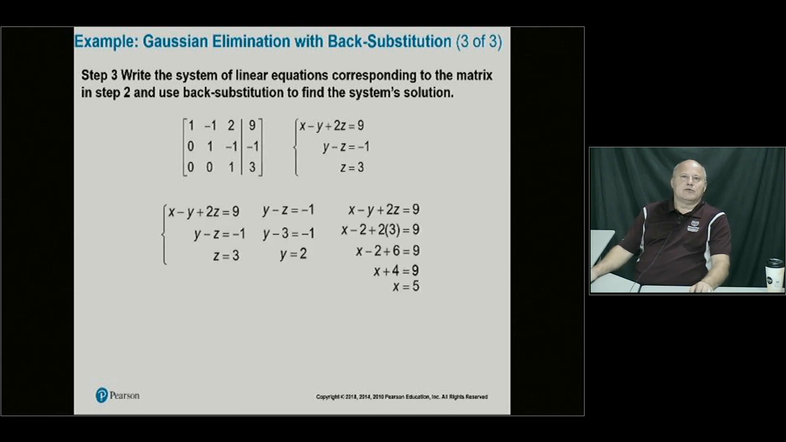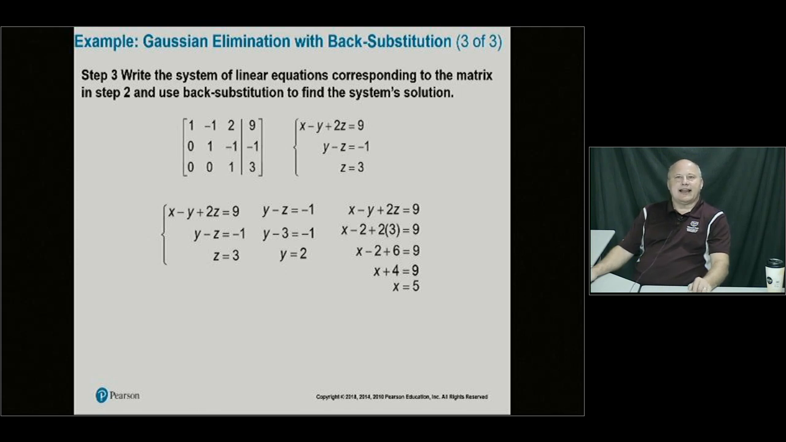Okay? So we have z, and it's 3. So we put the 3 back in, so we filter it back up to the top. We know y minus z is negative 1, but z is 3. So it's going to be y minus 3 equals negative 1. And that makes y what? 2. And then we put 2 back into the y in the top equation, so we filter it back up. So it's going to be x minus y plus 2z equals 9. Y is now 2 and z is now 3, right? So we put those back in and solve for x, and x is 5.